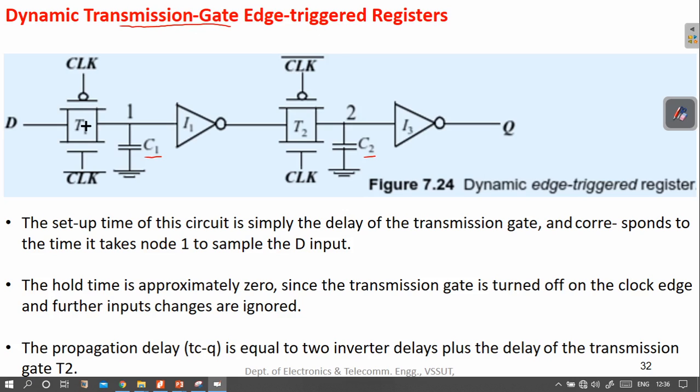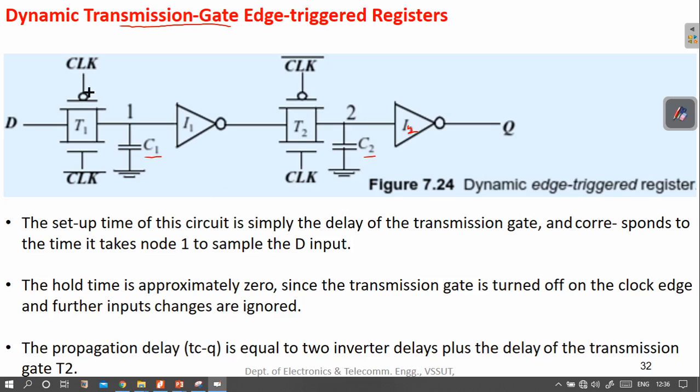This is the first transmission gate T1, this is the second transmission gate T2. Along with this, two inverters are also used, I1 and I2. So how will the circuit operate? The transmission gates are controlled with the clock signal, clock bar and clock.